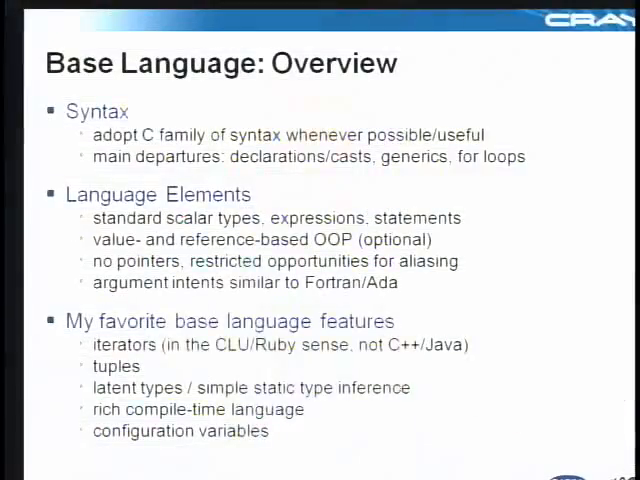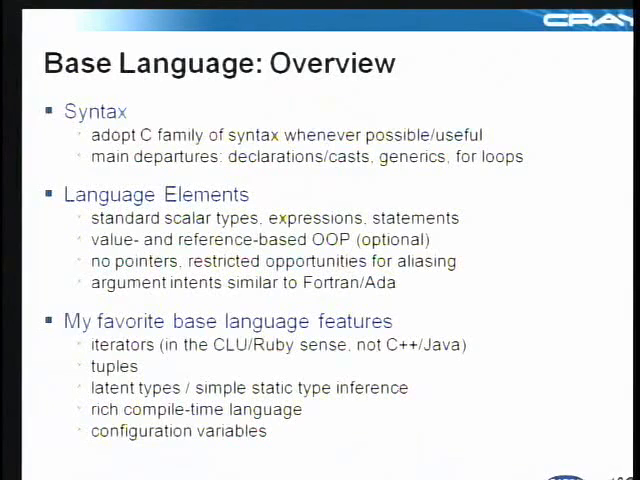This last list down here is a grab bag of base language features that I really, really like. And if you asked me to design any other language, I would try to argue to put these in. The first is iterators, and not in the C++ or Java style, but in the CLU or Ruby style, a kind of function that yields values, creating this stream of values coming out of it. The second is tuples. I think tuples are a very simple concept, and they make code so much more beautiful than, for example, a function that can only return one value.